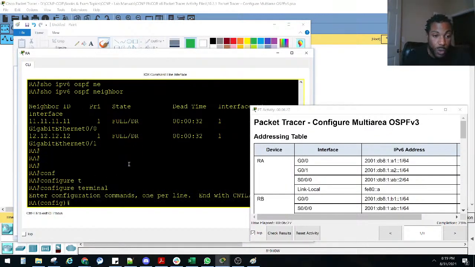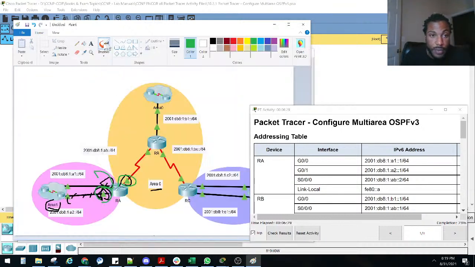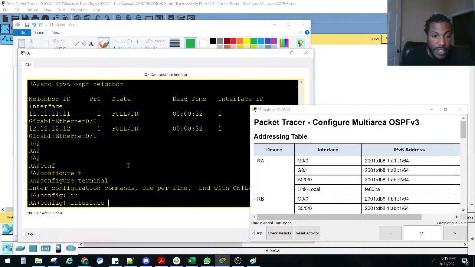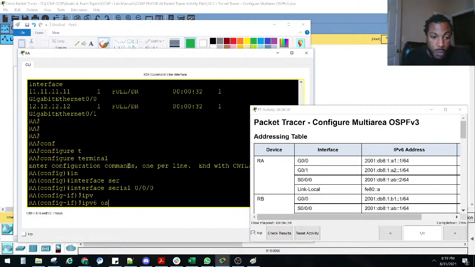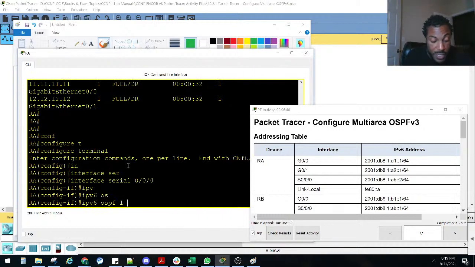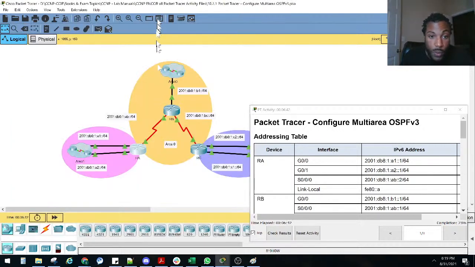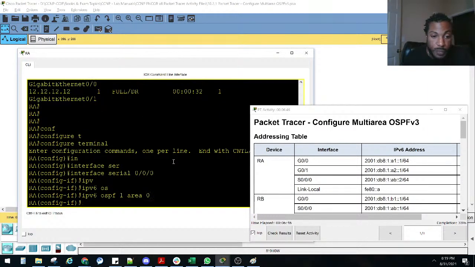Let's do the same thing on this interface, area 0. Go back to global config mode. This is a serial interface, right? See there? This is the serial interface right here, as indicated by that red lightning bolt. Interface serial 0/0/0, IPv6 OSPF, process ID 1, and this one is going to be in area 0, right? The backbone area, right? That's area 0. Backbone area. So area 0. We're at 33% complete, so a third of the way.